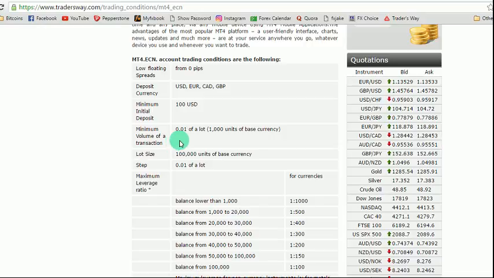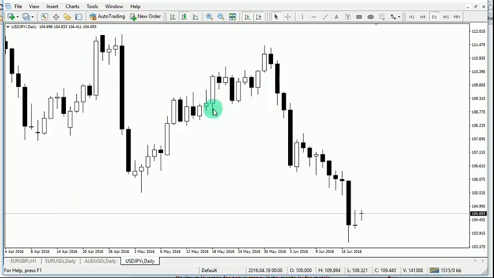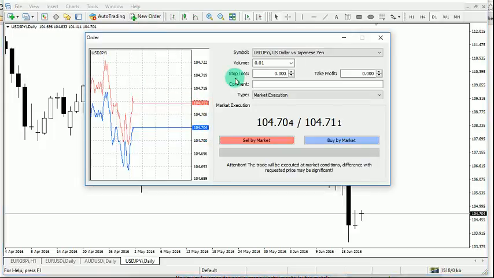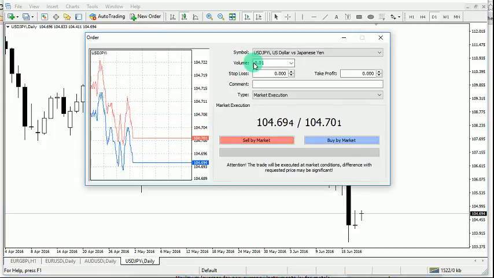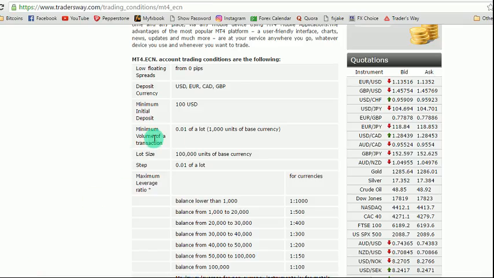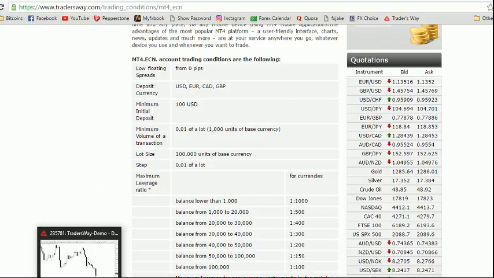It reads there 0.01 of a lot, 1000 units of base currency. Do not confuse yourself. What is 1000 units of a base currency? Just treat that as 1000 units or 1000 contracts, and 0.01 will show up on MetaTrader as this volume. That is the 0.01 being shown as the minimum volume of a transaction.